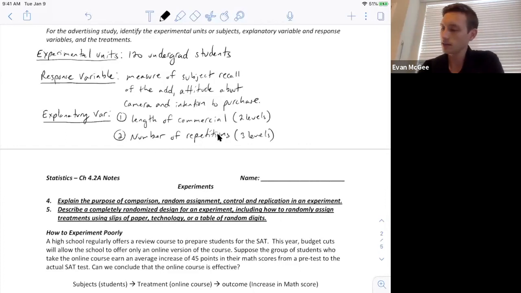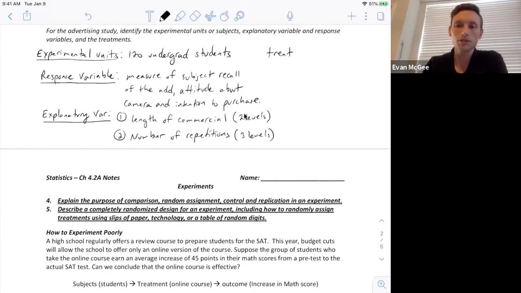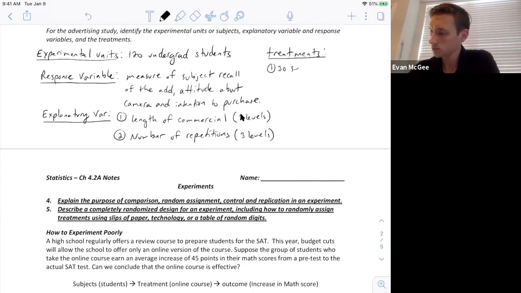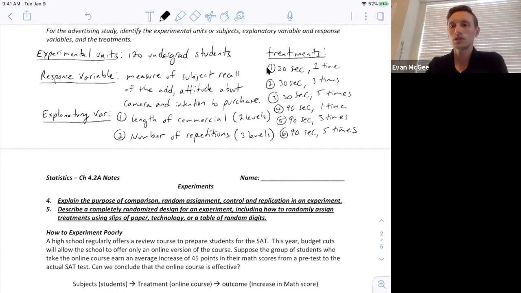And so finally, the treatments are going to be the combination of the different explanatory variables. So there were 3 levels of number of repetitions and 2 levels of the lengths. So there will be 6 total different treatments. So you can see there are the 6 different treatments, and it's just the combination of the explanatory variables.